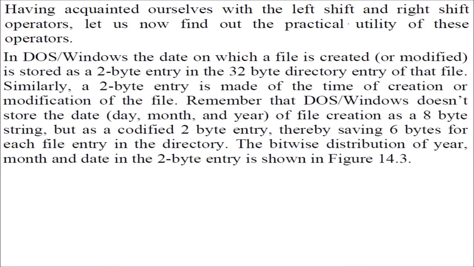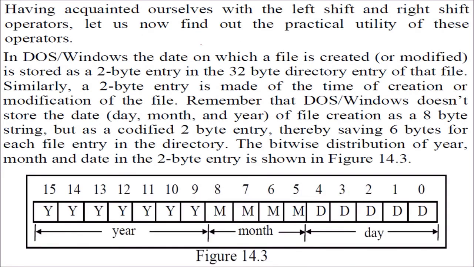So we have seen the left shift and right shift operators, and now the utility in the operating system. The date on which the file is created or modified is stored as a 2-byte entry in the 32-byte directory entry of that file. So this is the representation of that 2-byte entry of the date. This 2-byte entry is made from the date of creation or modification of the file. In the operating system, it doesn't store the date, that is day, month and year of a file creation, as 8 bytes, but it is codified like a 2-byte entry.